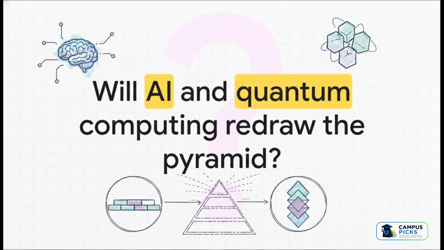As we push the boundaries of computing, how will future technologies like artificial intelligence or quantum computing force us to redraw this entire memory pyramid? Will the hierarchy flatten out? Or are we going to see it grow entirely new dimensions? It's definitely something to think about.